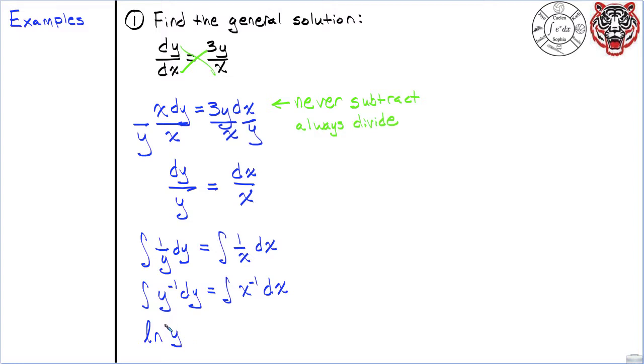And here's something that's very important. In order to get the points, whenever you take natural log, this needs to be absolute value. This has to be absolute value. If you put parentheses here, you're not going to get the points for taking the antiderivative. So it's going to be natural log of y is equal to the natural log of absolute value of x. And don't forget your plus c.